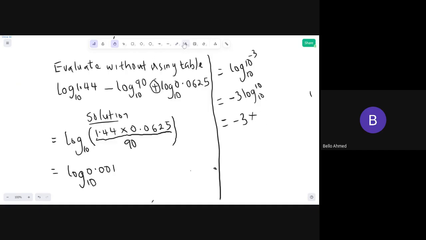So we should understand that. So that is minus 3 times 1. And then negative 3 times 1 is going to give us negative what? Negative 3. And that is how to simplify this problem. Thank you.